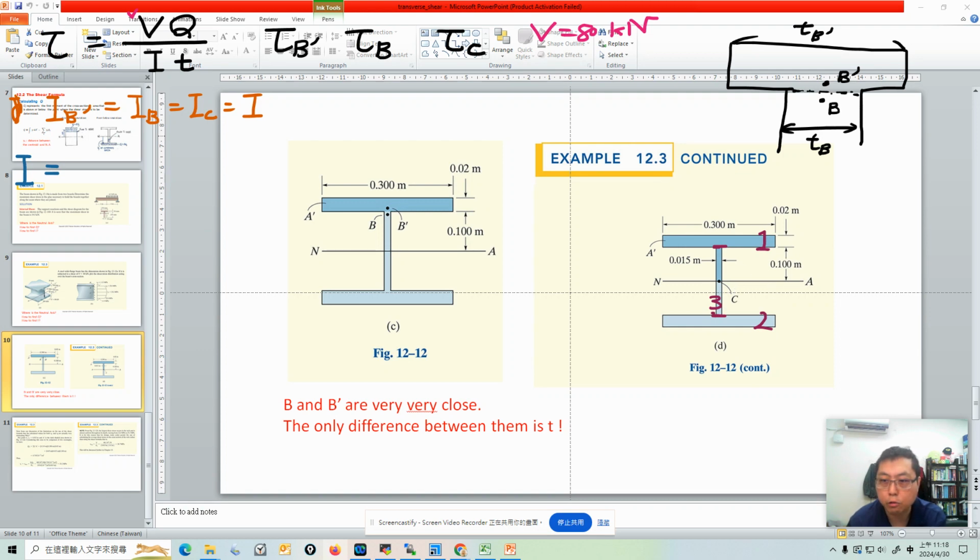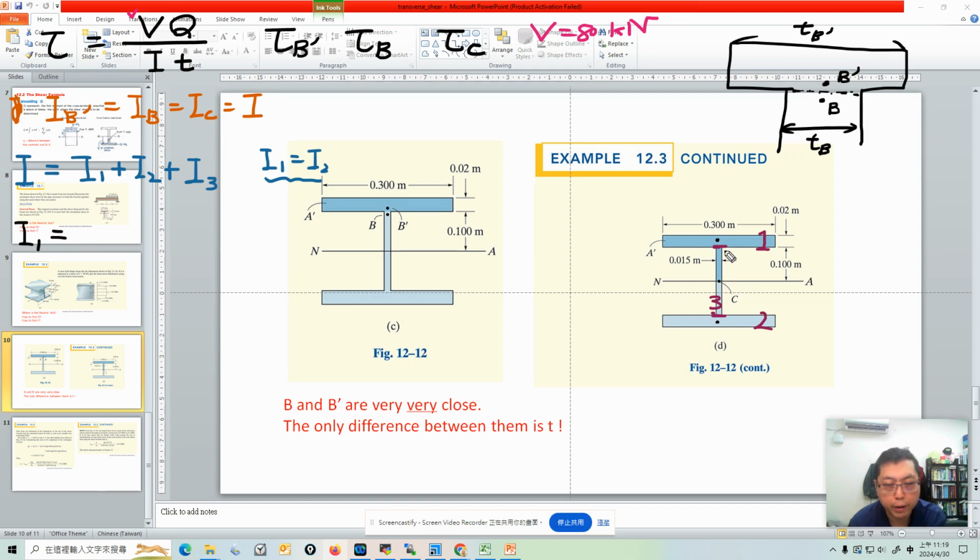I is equal to I1 plus I2 plus I3, but actually it's symmetric, so I1 is equal to I2. You should know this. The next question is, what is I1? When we calculate the moment of inertia of a composite area, don't forget to determine the centroid of each section. The centroid is here, and the centroid is here.